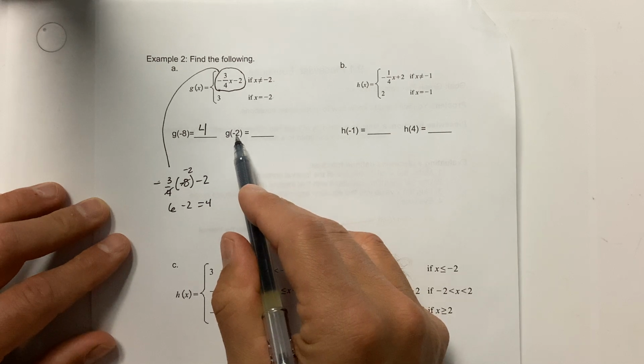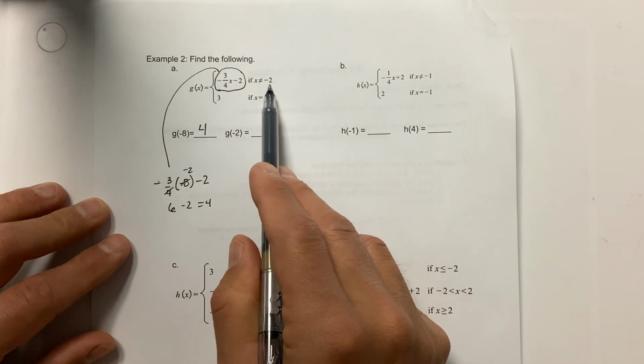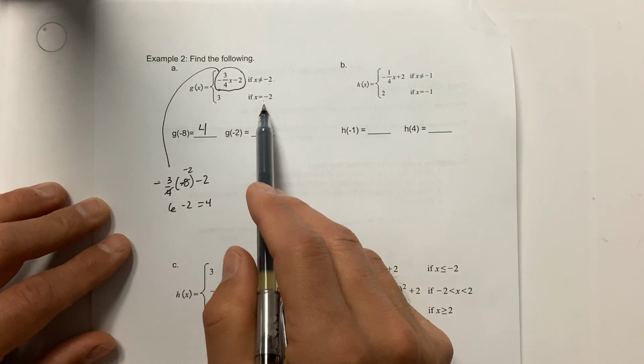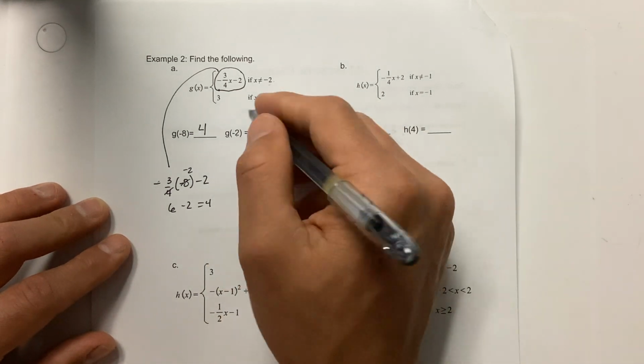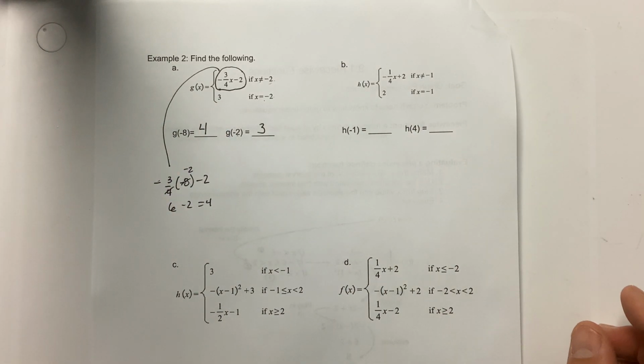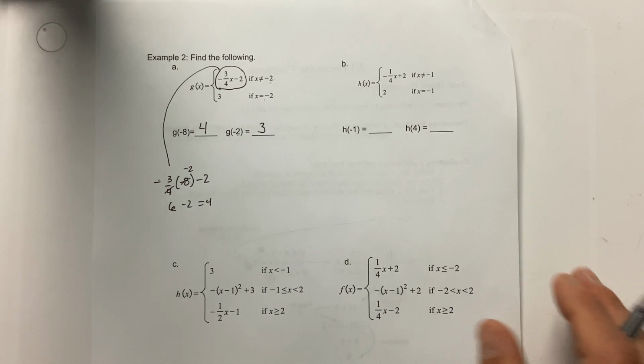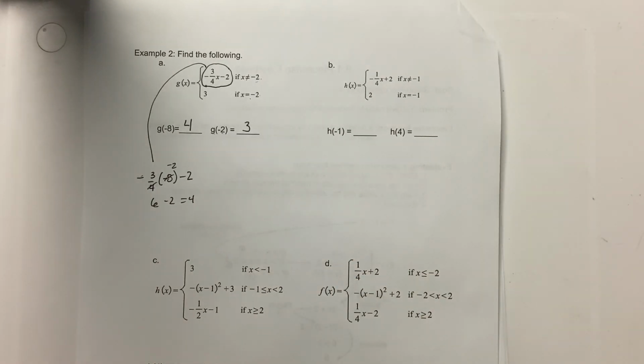Now they want g of -2. Is -2 part of 2 or not 2? It's a part of -2. So the answer is just going to be 3. There's no variables in this, so it's just a straight constant value. All right, you guys do letter B.